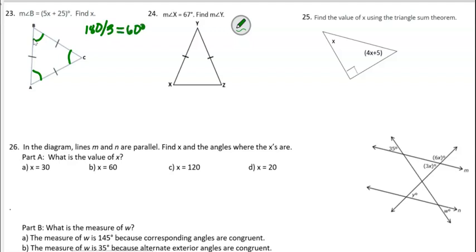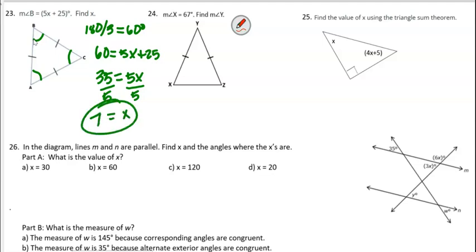And then it says the measure of angle B is equal to 5x. So we're going to say 60 equals 5x plus 25. We're going to subtract 25 from both sides. So when we do that, we get 35 equals 5x. We're going to divide both sides by 5. So x is equal to 7 here.